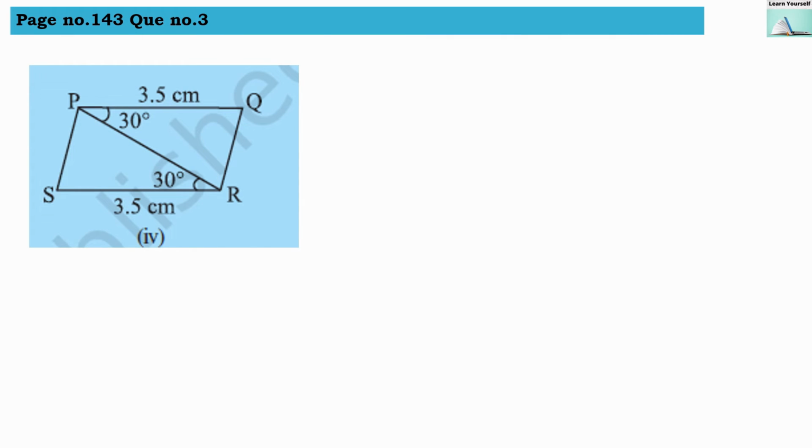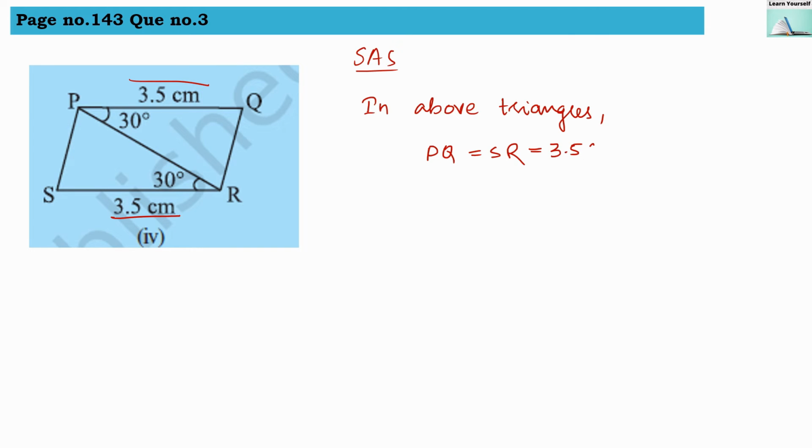Fourth numerical. We have to establish here SAS congruence in two triangles. The first triangle is this and the second triangle is this: triangle PQR and triangle PSR. So let us check what all sides are equal and angles are equal. First we can locate that PQ and SR, they both are equal. So in the above triangles, PQ is equal to SR and it will be equal to 3.5 centimeter.